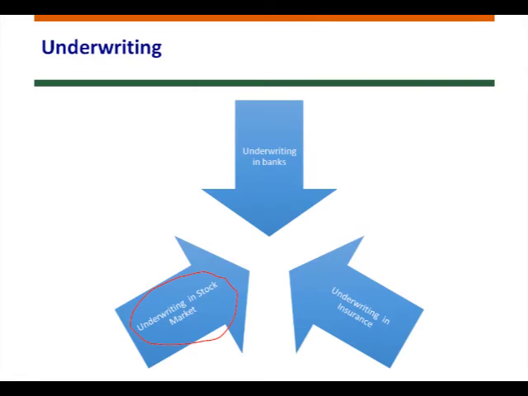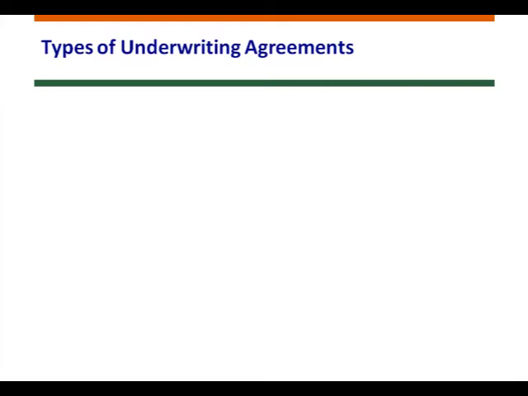When we talk of underwriting, there is underwriting in banks, in the insurance sector, and in the stock market. In this topic, we will be covering underwriting in the stock market, that is, underwriting in case of companies for IPOs and for shares and debentures. So this is the topic for today: underwriting in the stock market.